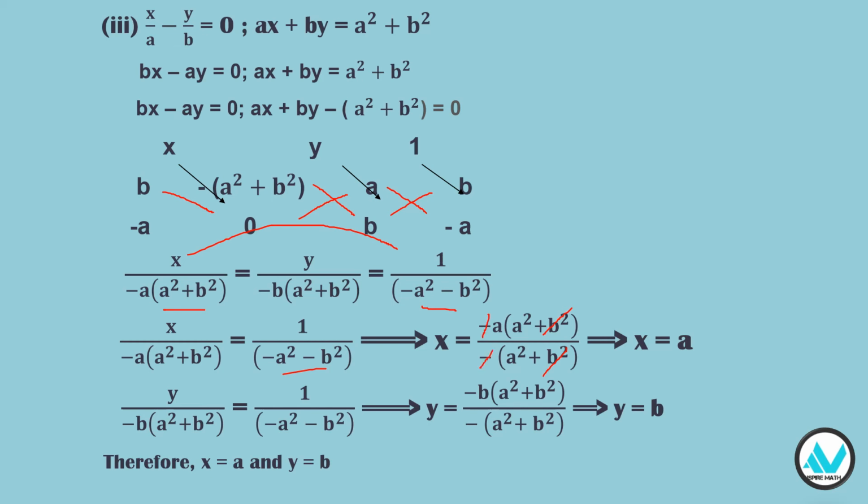Fine. Now for the value of y, I'm just going to cross multiply these two. So y by minus b into a square plus b square equal to 1 by minus a square minus b square. As usual, I'm going to take the denominator that side. So I get minus b into a square plus b square by, I'm taking the minus outside, so I have minus a square plus b square. So let me cancel these two and also the negative signs. So I get y equal to b. Therefore, the solution for these equations are x equal to a and y equal to b.